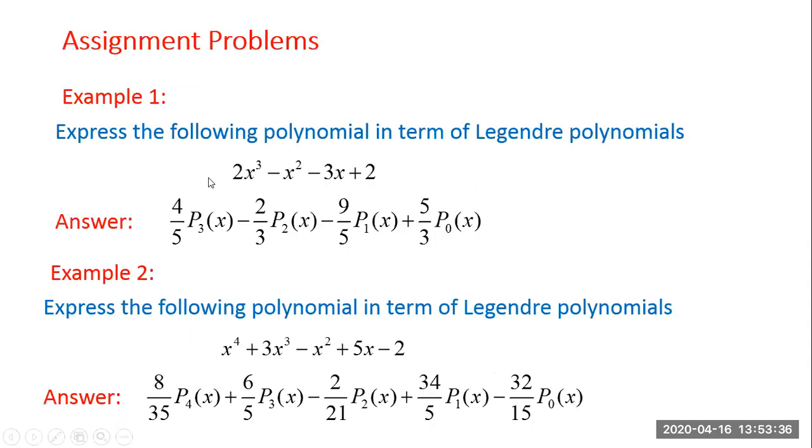Practice these examples. Two polynomials are given, one with degree 3, another with degree 4. Try to express them in terms of Legendre polynomials. This is the answer for the first one, and this is the answer for the second one. So this completes the topic of special functions. Thank you.